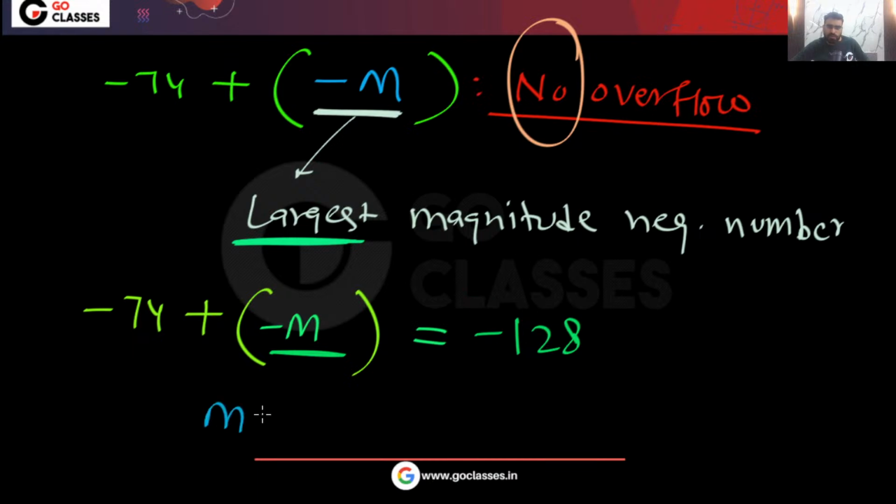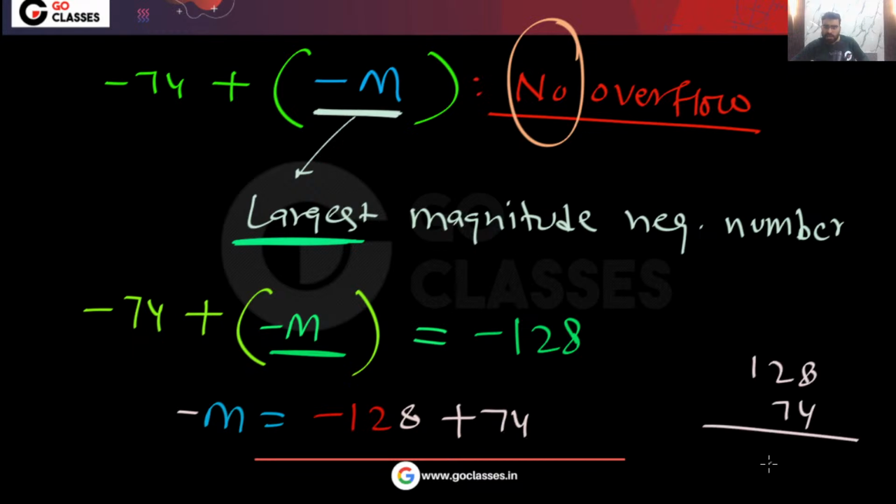So from here, what will be the value of M? You can calculate the value of minus M. That will be minus 128 plus 74. So you can just calculate this. Yes or no? This will be minus 54. Is this clear? So minus 54 is the largest magnitude negative number you can add such that no overflow will happen.